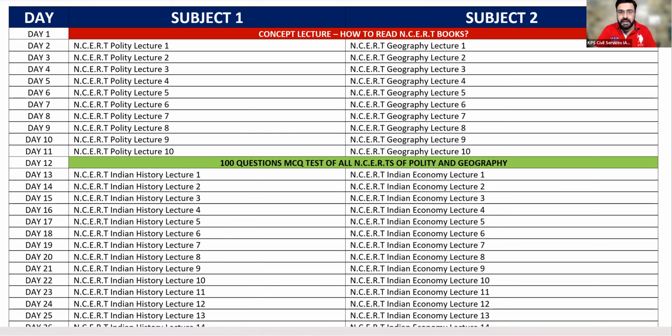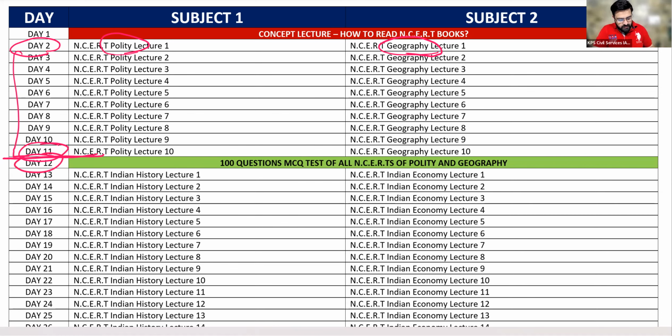and the concept lecture on how to read the NCERT books. The entire strategy of covering the NCERT books from class 6 to class 12, how to read them, how to organize them according to the lectures. So from day 2 till day 11, we will be covering two NCERTs, that is the polity and the geography NCERT, and we will be done with these two books from 6th to 12th class by the 11th day.